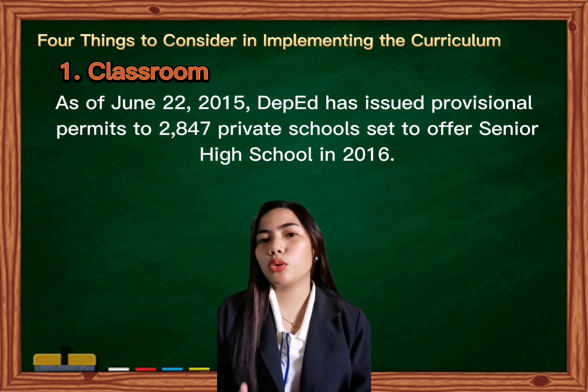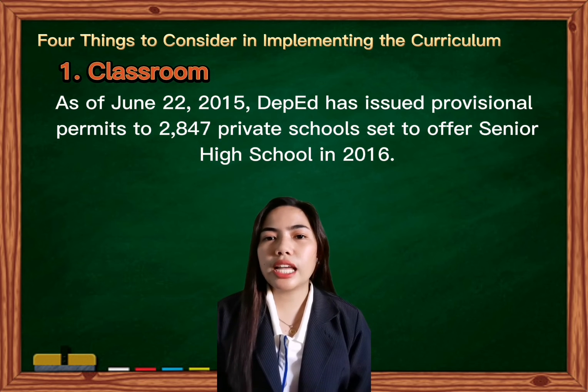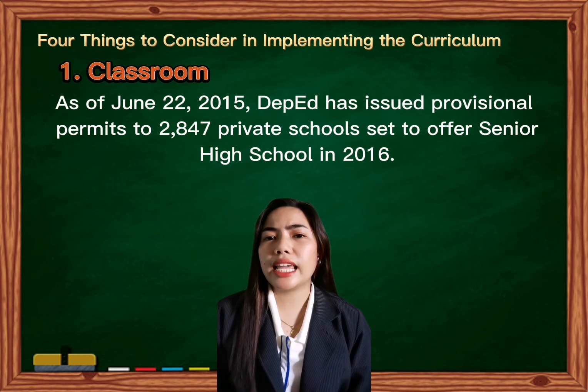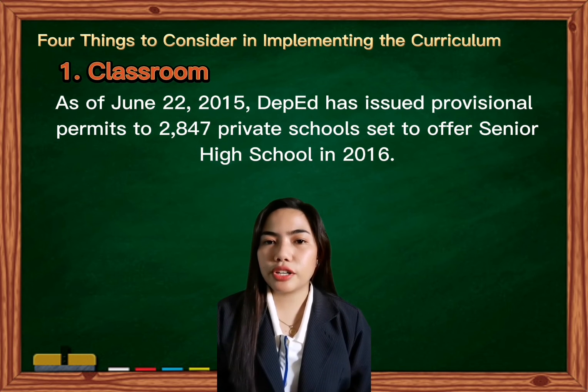As of June 22, 2015, DepEd has issued provisional permits to 2,847 private schools, set to offer senior high school in 2016.